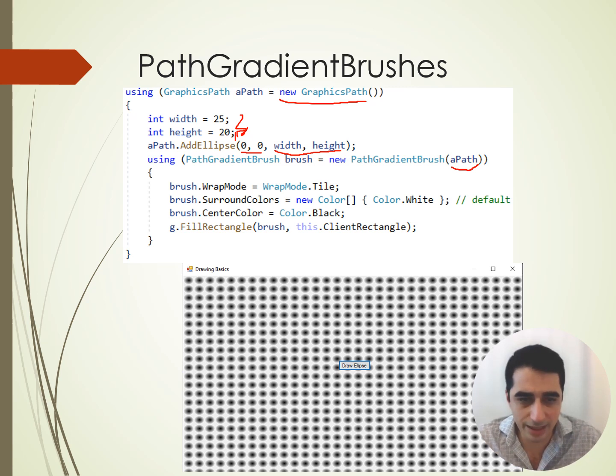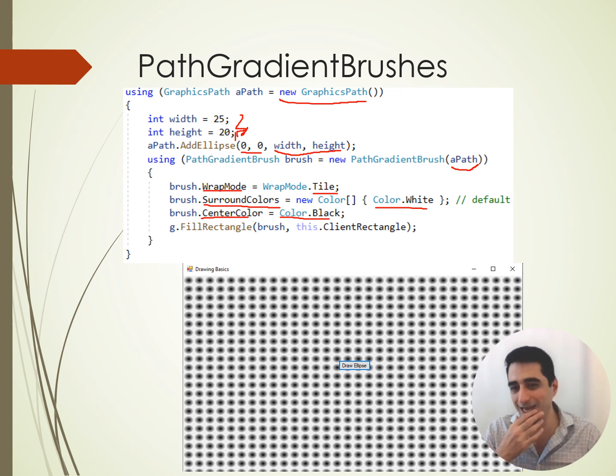And then I have said let's set the wrap mode of this brush to tile. I can set it to the tiles that flip on X direction, Y direction, or both X and Y direction, similar to the texture brushes. And then I have set the surround colors to white only, and the center color to black. As you see, there's an ellipse in each tile. The center is black, and the surround colors are white.